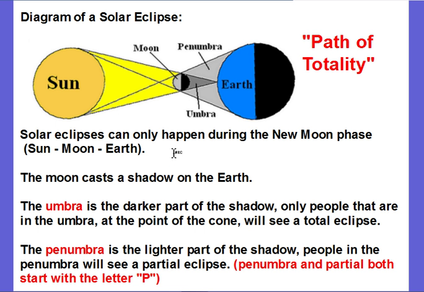During a solar eclipse, again, it's a new moon phase, the moon casts a shadow on the Earth. There's two parts of the shadow. There's this part, the umbra, which is the darker part of the shadow. Only people that are at this tip of this cone will see a total eclipse, and that's called a path of totality. Only about 1% of people on Earth ever see a total solar eclipse when it's happening. It's a very small percentage.